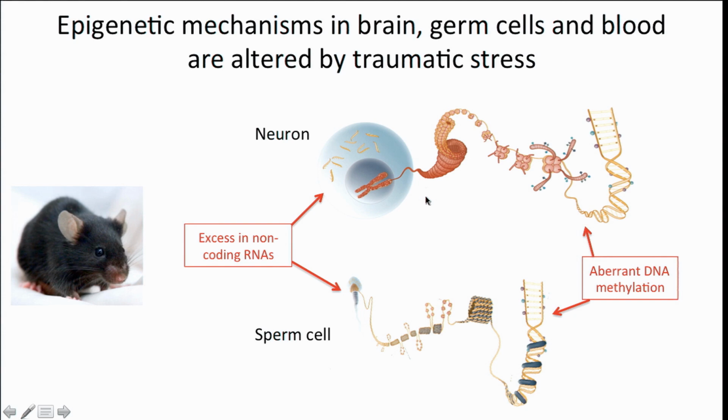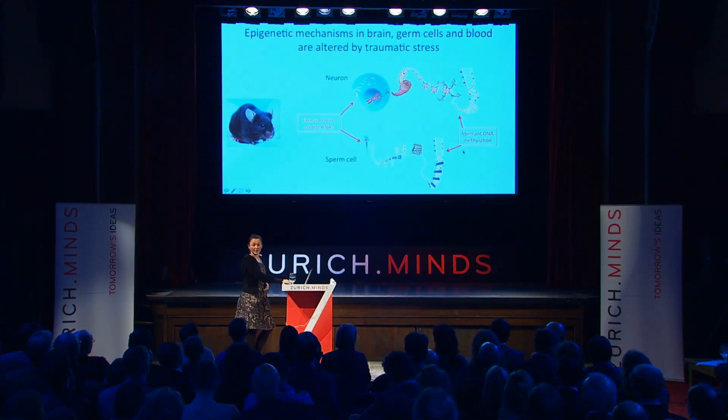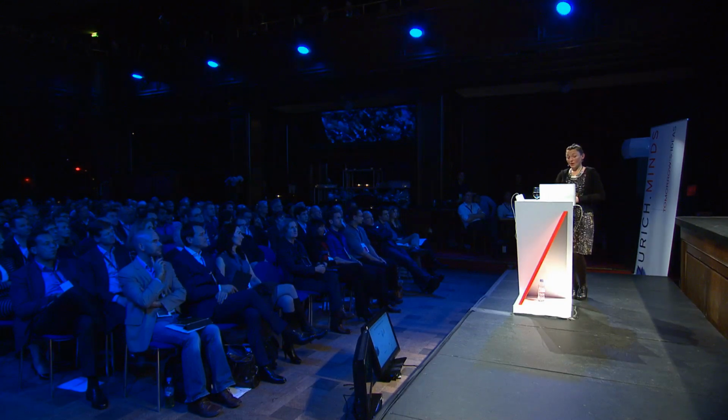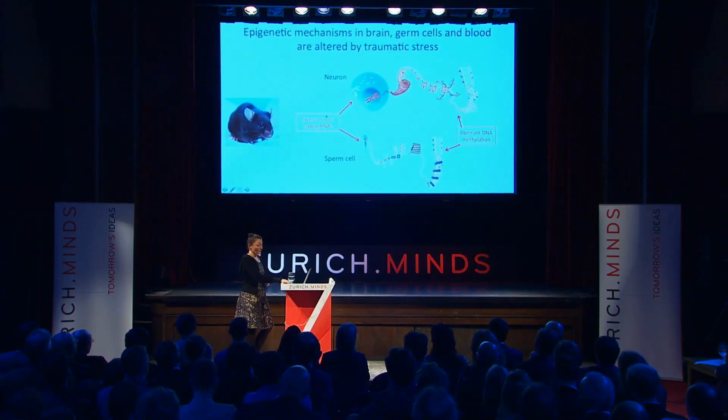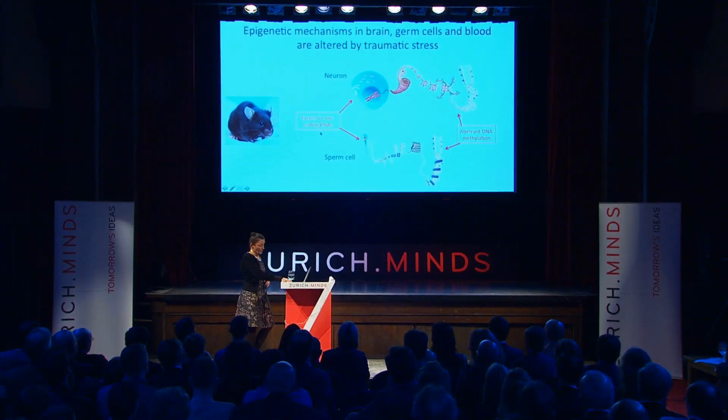Now, to really prove that this is the case, the best way is to mimic this alteration. So mimicking aberrant DNA methylation in this case is not possible because it's complicated. There is too much DNA methylation on some parts of the genes and not enough on other parts, and it's just not possible to recreate exactly these changes. Now, mimicking an excess in non-coding RNA is something more tractable, and that's what we did.